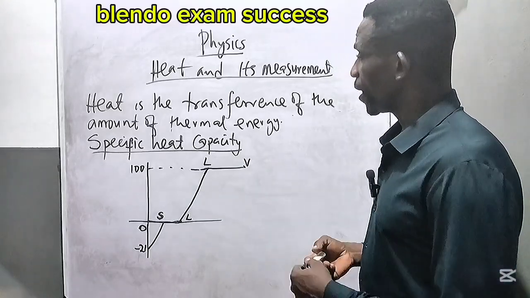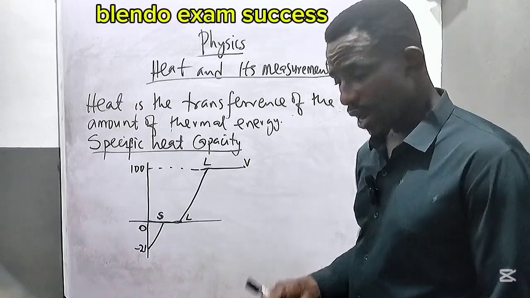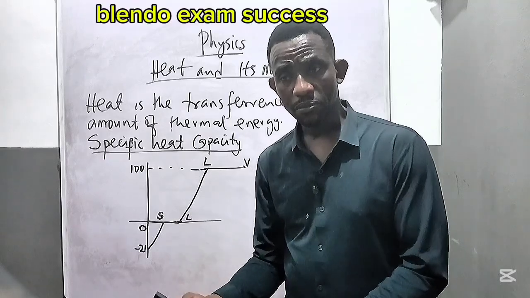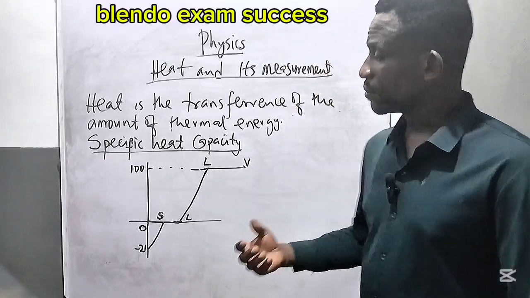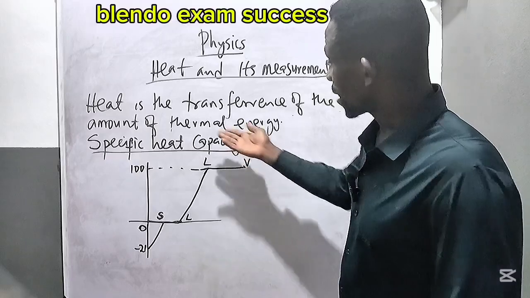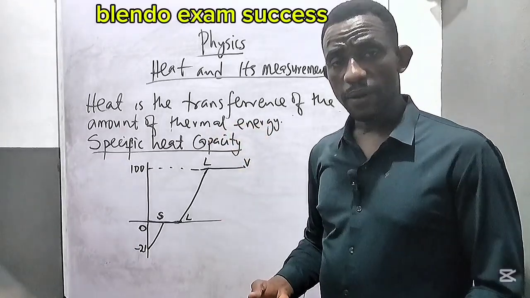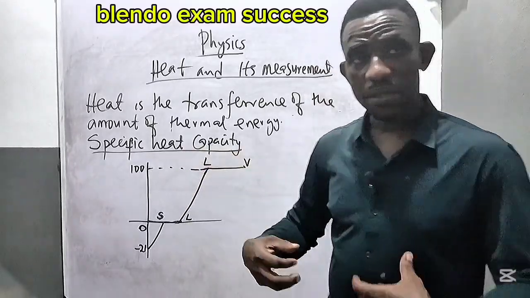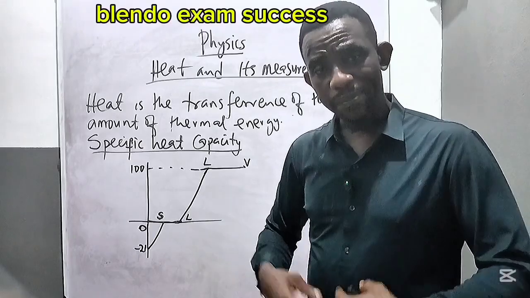When you heat up a body, meaning we are adding heat energy to a body, then the amount of heat energy that is absorbed, that is taken, is thermal energy. Then the specific heat capacity is just the quantity of heat that can be absorbed by a body.